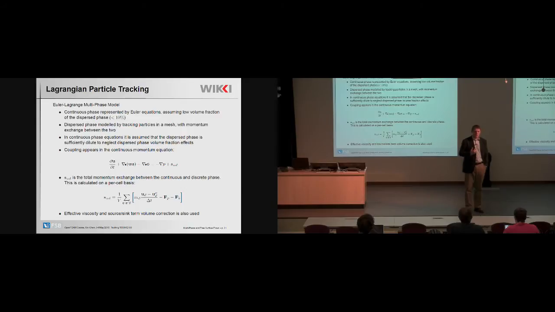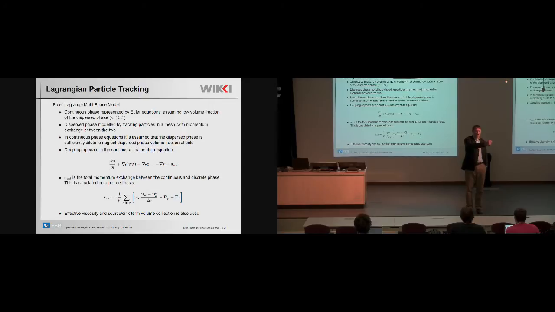Momentum exchange, okay? That momentum exchange in the continuous phase also appeared in the dispersed phase with the opposite sign, because if I'm slowing down the dispersed phase, then I'm accelerating the continuum phase and vice versa. Whereas here, I have the same kind of term, but on the other side, now I have the momentum exchange between the discrete particles.